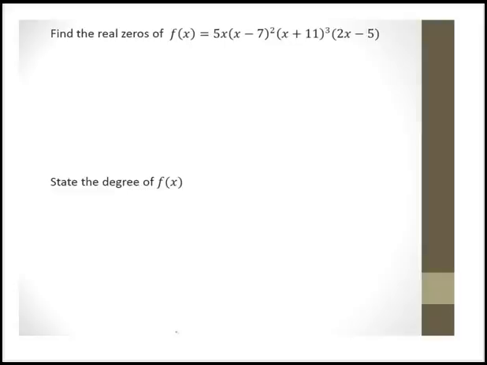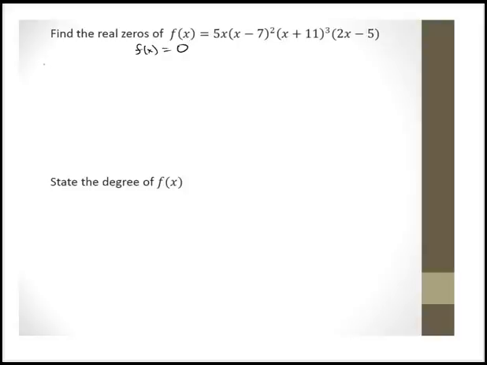We have f of x equals 5x times (x minus 7) squared times (x plus 11) cubed times (2x minus 5). Now if I were to multiply that whole thing out, and I don't want to do that, but if I did, I could get a polynomial function out of it. But I don't want to do that. If I'm asked to find real zeros, well, I set the function equal to 0 and solve the resulting equation.